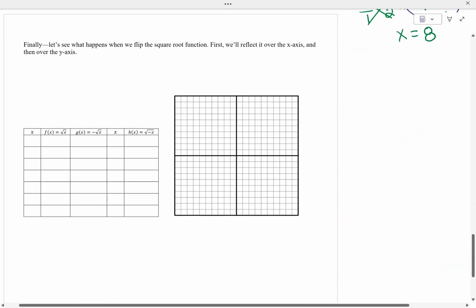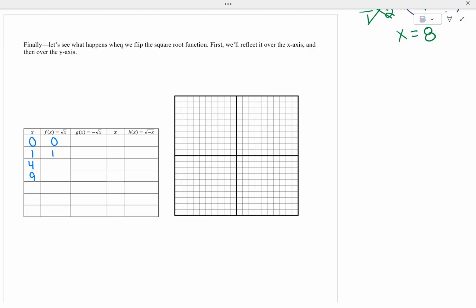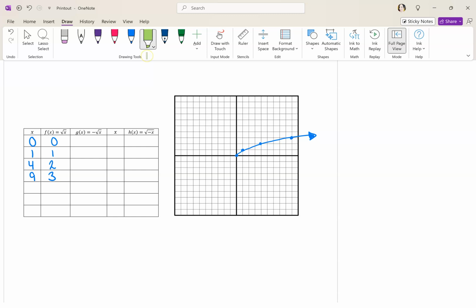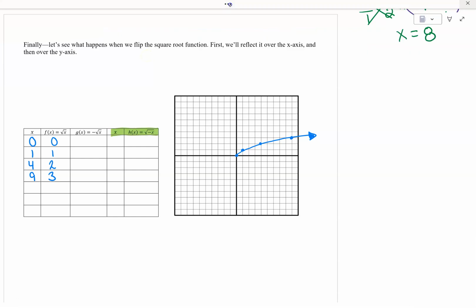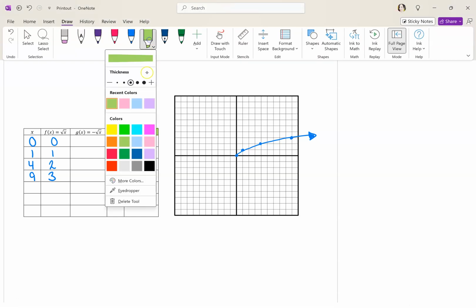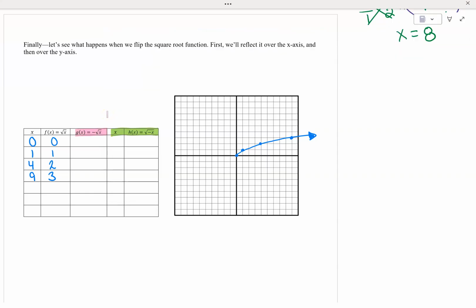Okay, this is your reflection over the x-axis and the y-axis. So again, I'm going to go put the original on there. 0, 1, 4, 9. Square root of 0 is 0. Square root of 1 is 1. Square root of 4 is 2. Square root of 9 is 3. Again, I'm going to go put those on the graph. Okay. I'm just going to go ahead and highlight that one. And then there's that one.